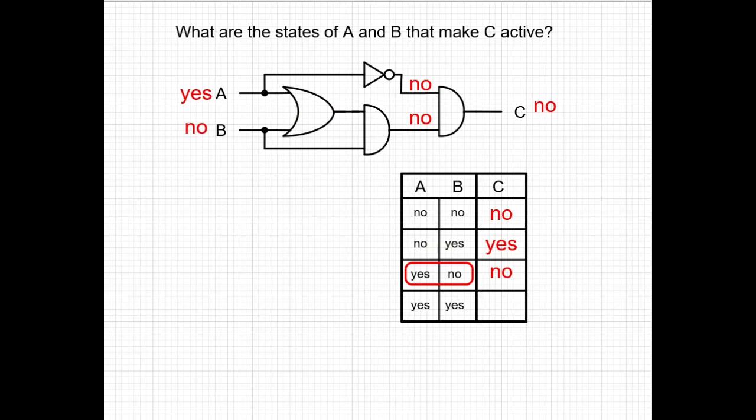Reversing the input states is bad news, as now nothing is active. But both inputs active is no better, due to the inversion on input A.